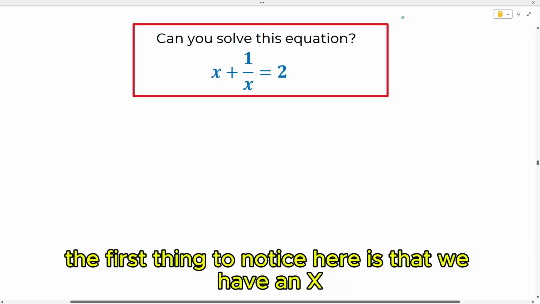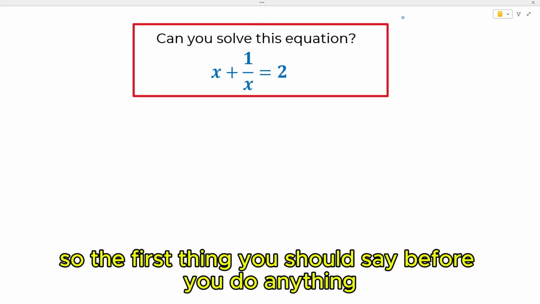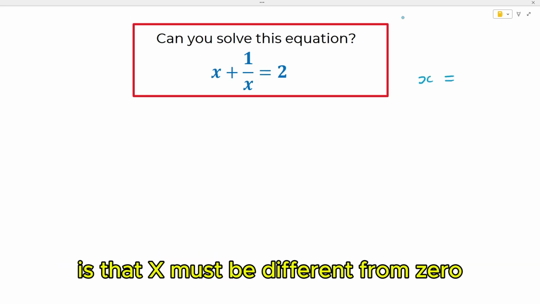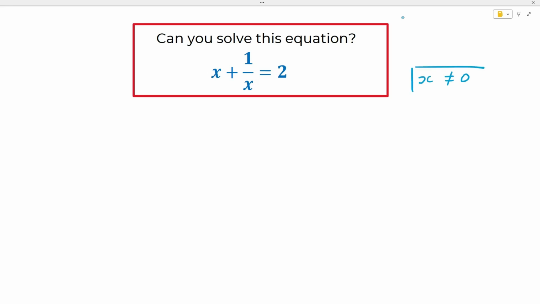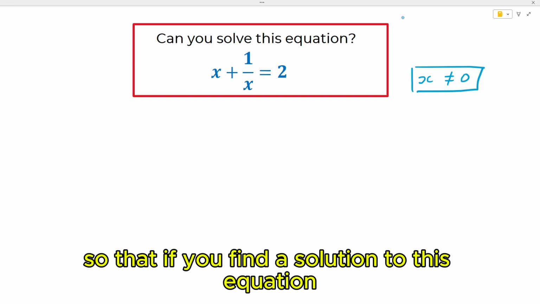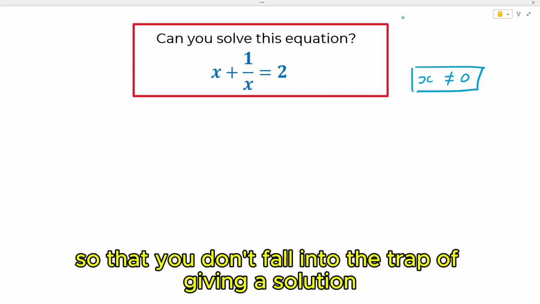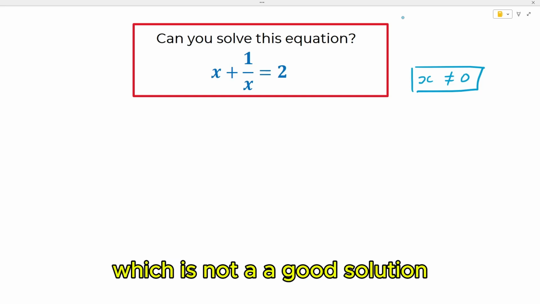Okay, so the first thing to notice here is that we have an x in the denominator, and in mathematics we cannot divide by 0. So the first thing you should say before you do anything is that x must be different from 0. So you just put that on the side as a note to self, so that if you find a solution to this equation which is 0, you'll know to reject it, so that you don't fall into the trap of giving a solution which is not a good solution.